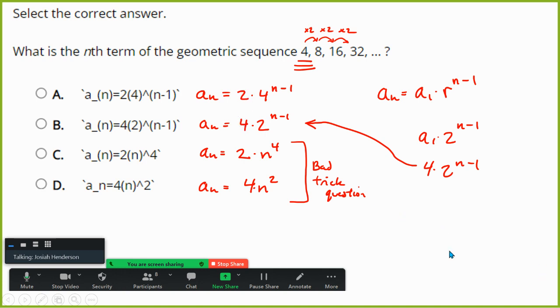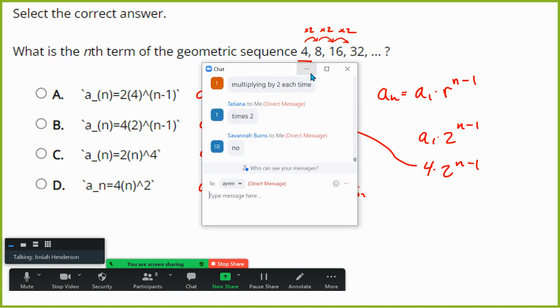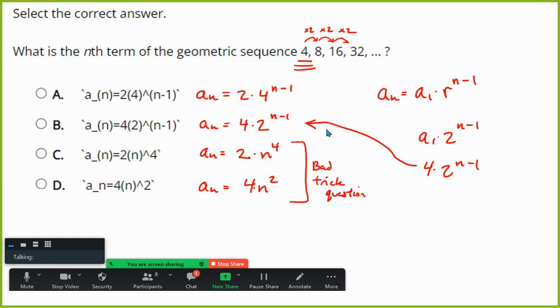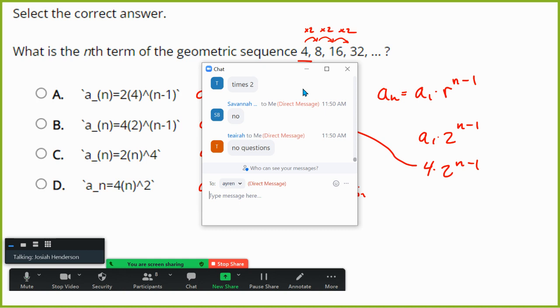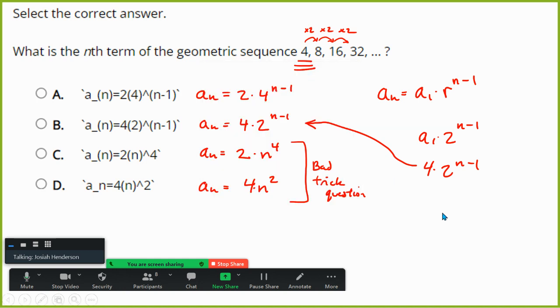Any questions on this before we try one more? No. Okay, thanks, Savannah. No one else is saying yes, so no questions. Thanks, Tara. All right, let's look at another.